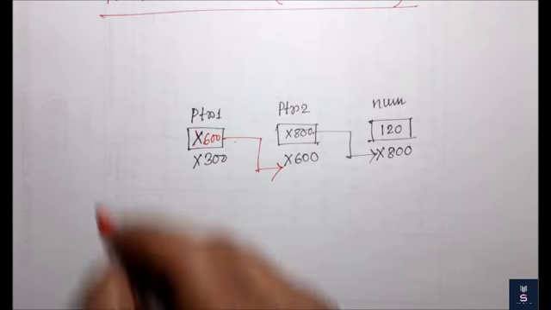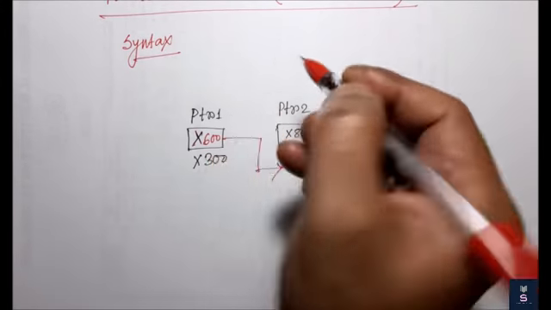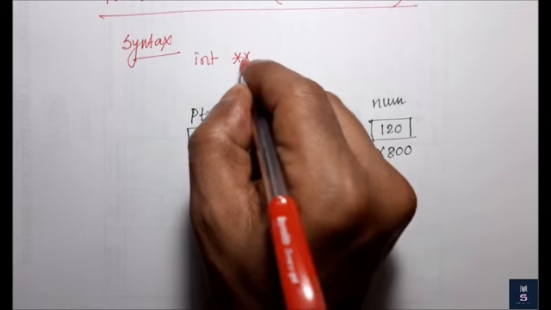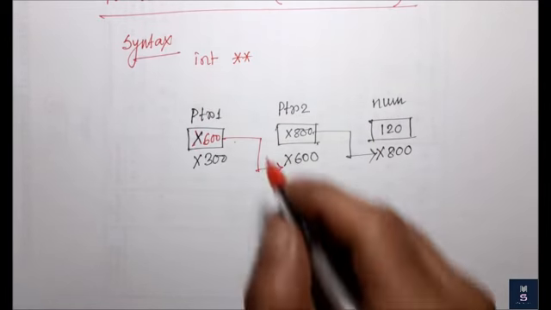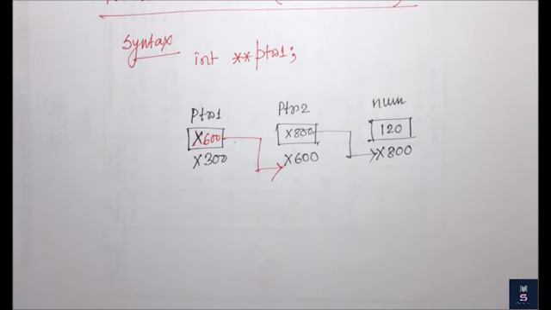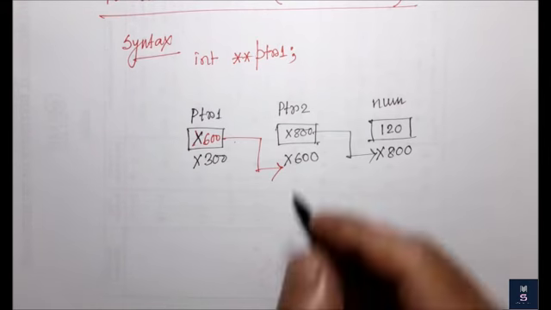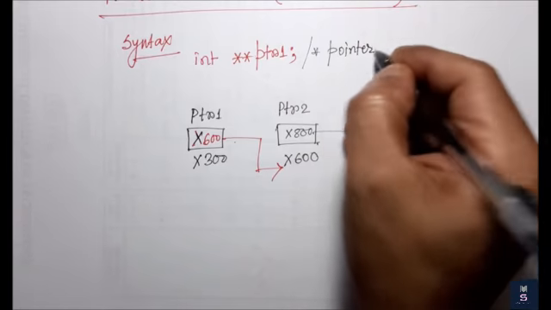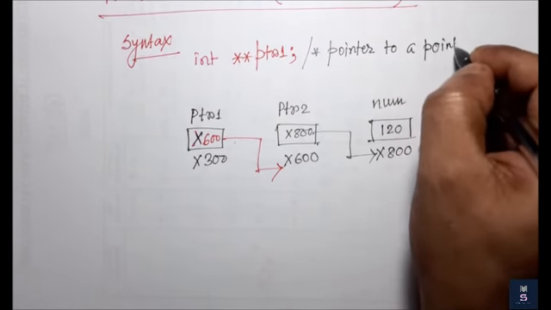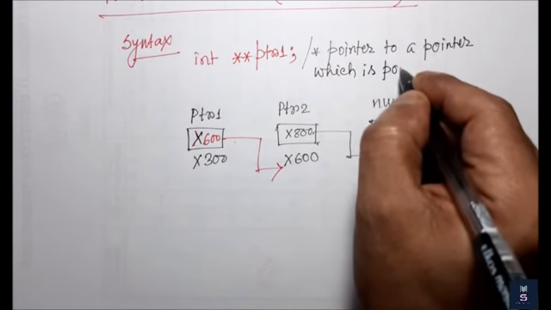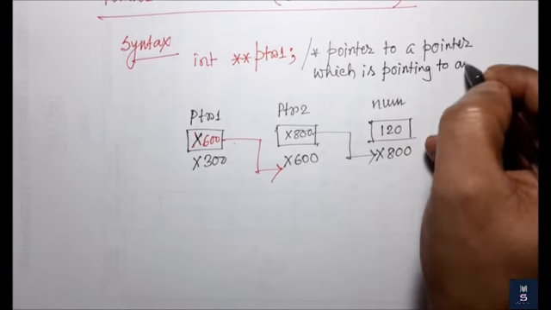So how to write the syntax? Let me write the syntax. First, what kind of variable is it? Integer. So let me write int. Then I have to use the double asterisk symbol for this pointer ptr1. Okay, so ptr1 is pointing to a pointer which is pointing to an integer. It means a pointer to a pointer which is pointing to an integer, because the data type is int.